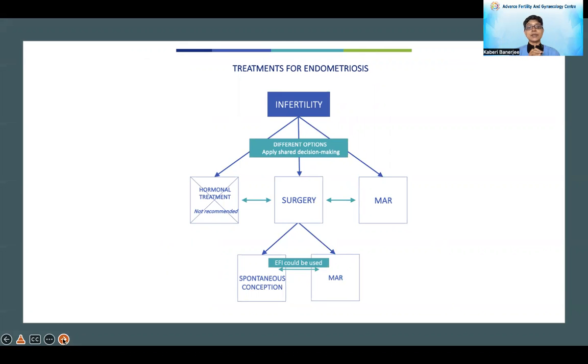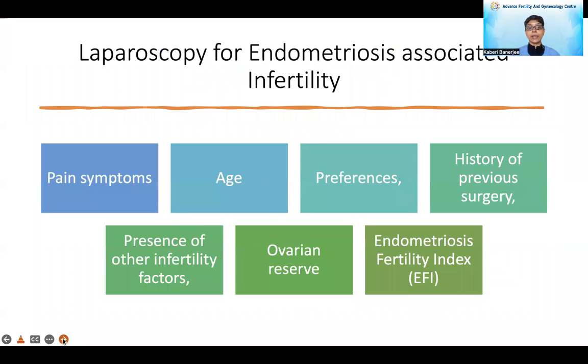Now, suppose infertility is the main thing. Usually, suppression is not given, as it just prolongs the time to conception, and that is not advocated. So, either surgery or medically assisted reproduction. And after surgery, whether we should leave or do MAR will depend on EFI scoring. So, endometriosis fertility index scoring has come a big way in the management of endometriosis.